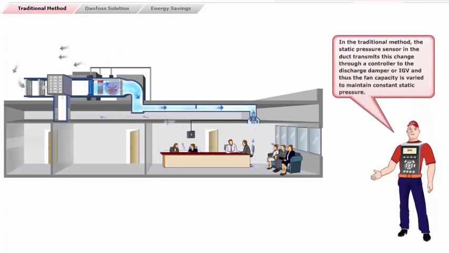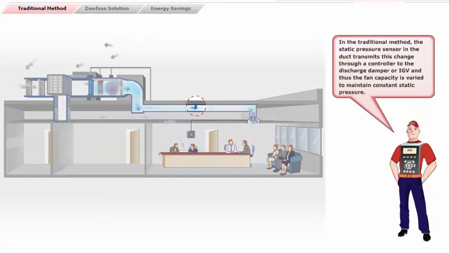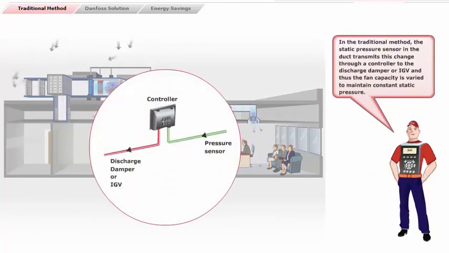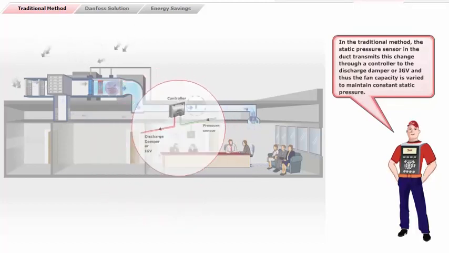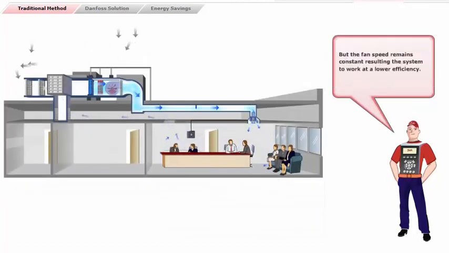In the traditional method, the static pressure sensor in the duct transmits this change through a controller to the discharge damper, or IGV, and thus the fan capacity is varied to maintain constant static pressure. But the fan speed remains constant, resulting in the system working at a lower efficiency.